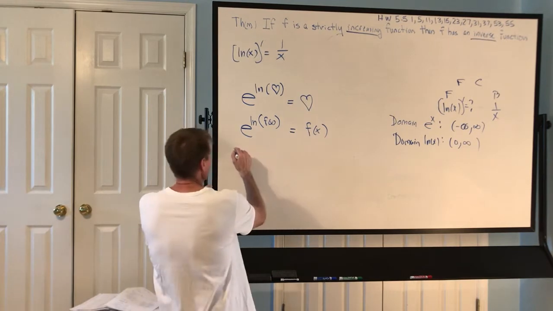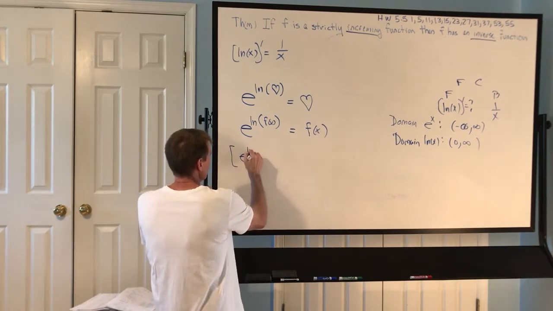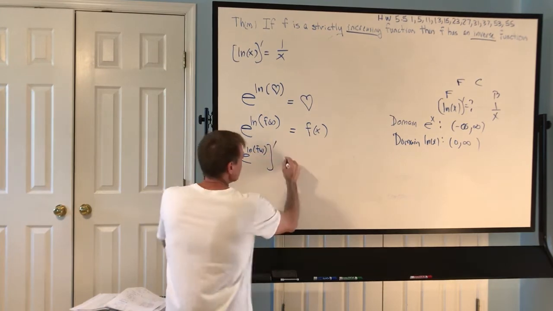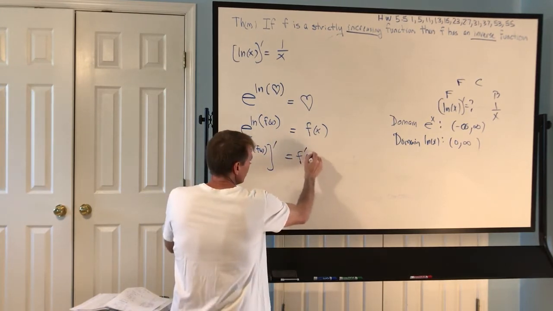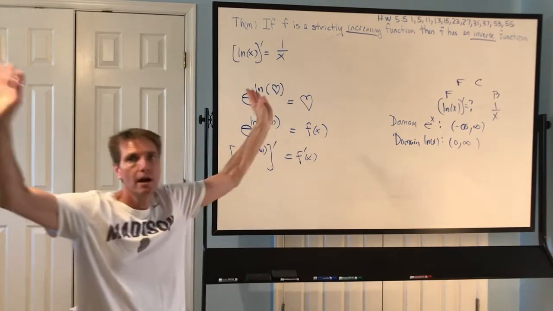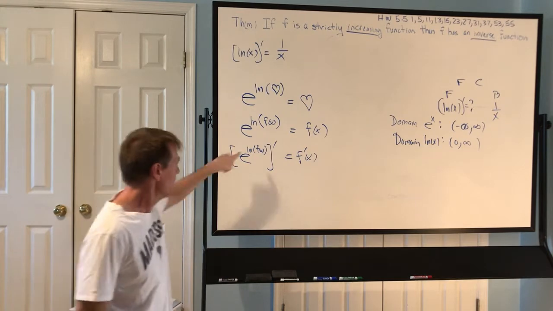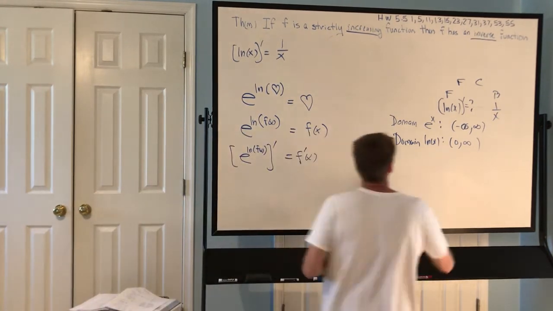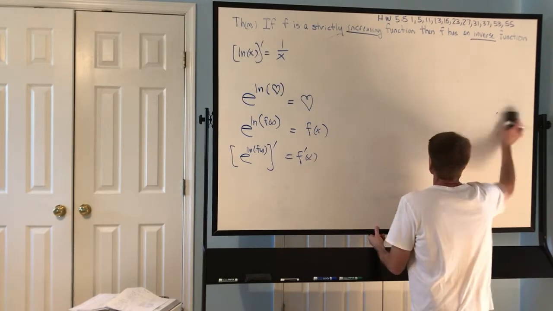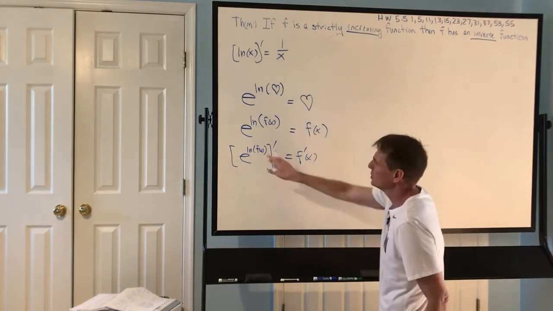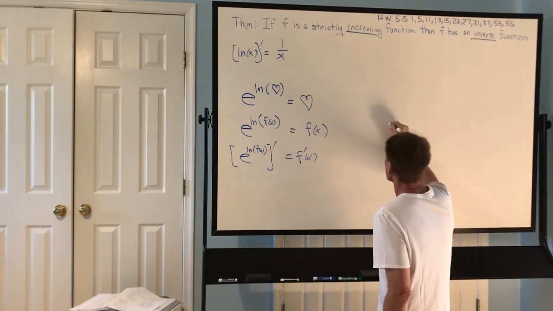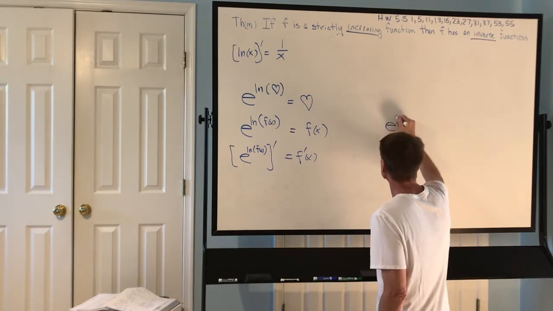I'm going to take the derivative of this side, which is perfectly okay, provided I take the derivative of the other side. It's equal to the derivative of the other side. Now this one's a little bit more complicated. Let's just say I've got e to the g of x.